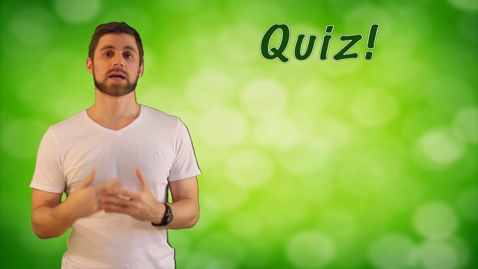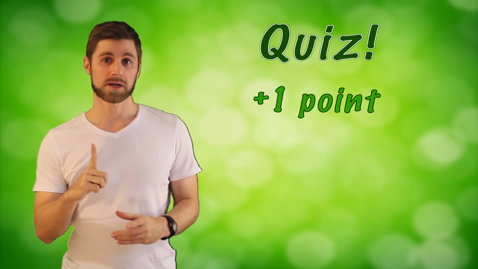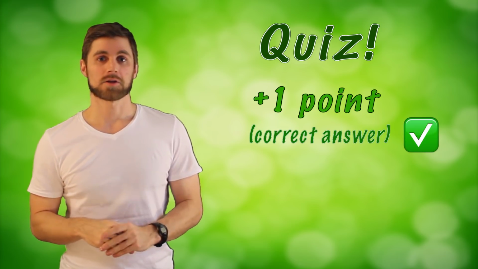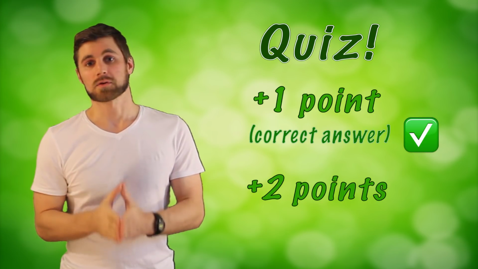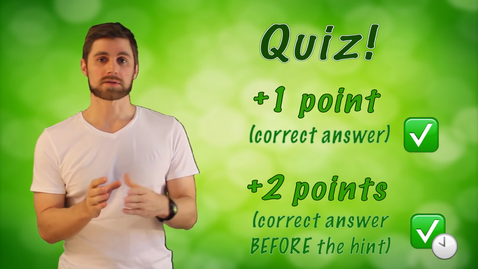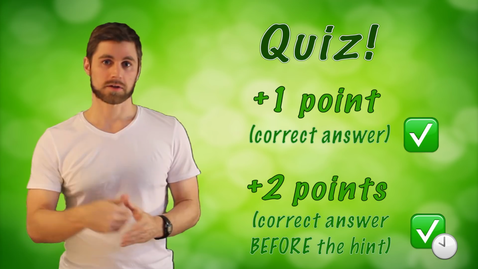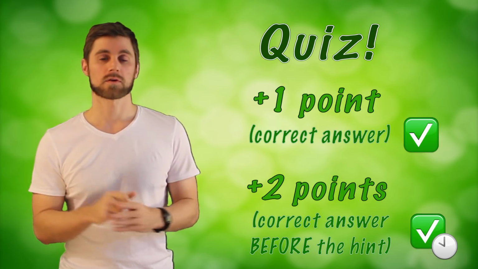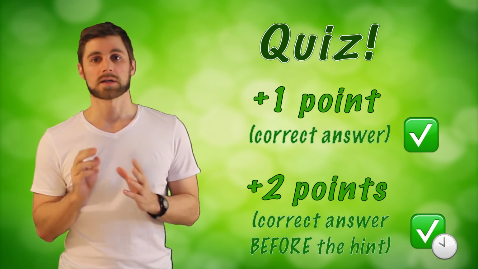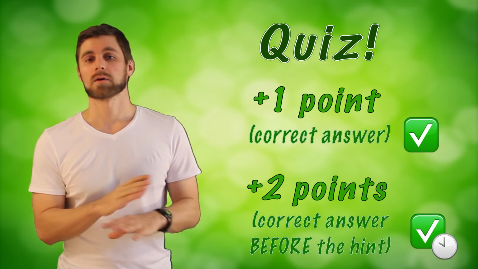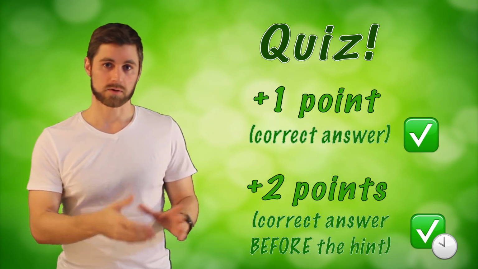Okay, so to finish up the lesson for today, we're going to do a quick little quiz. You guys are going to see an example sentence with a blank space, and you guys have to guess the correct form of porque. You get 1 point if you get it right, and you get 2 points if you guess before you see the clue appear on your screen. So 1 point for any type of correct answer, you get 2 points if you can guess it early on without any help. So let's get started with the quiz.